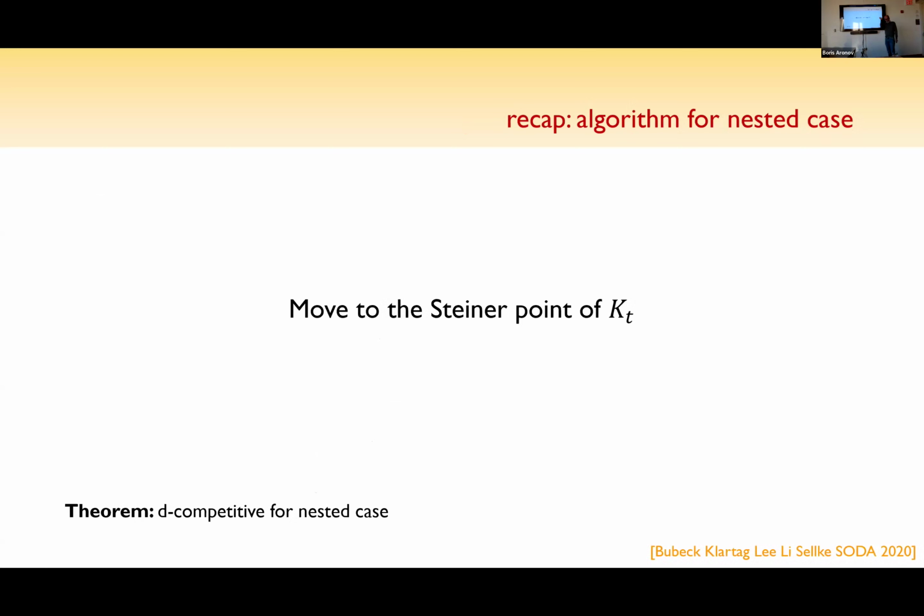If the algebra was too much, come back here. Let's move to the standard point of KT. This is the deep imperative algorithm.